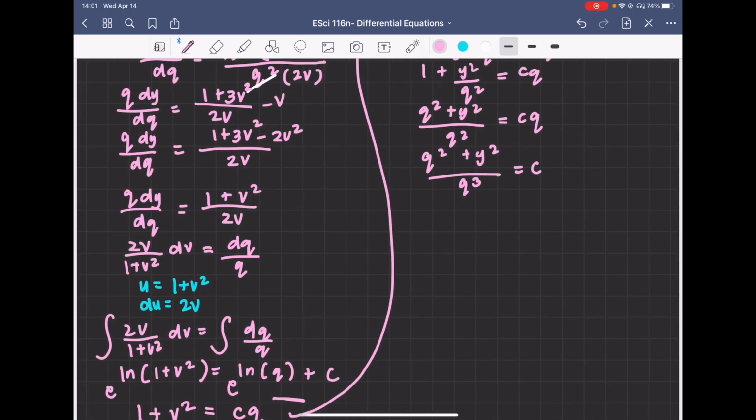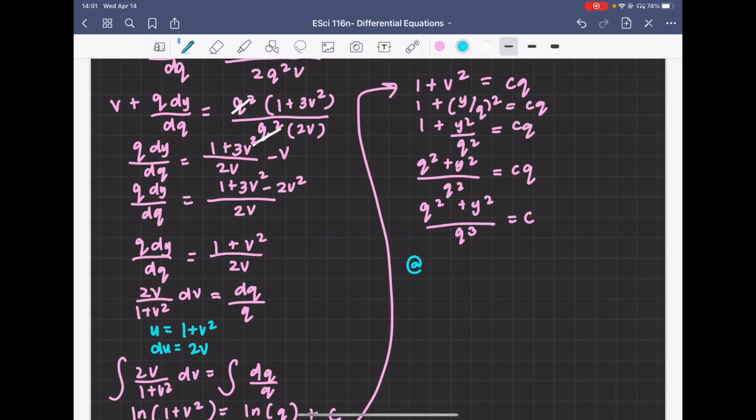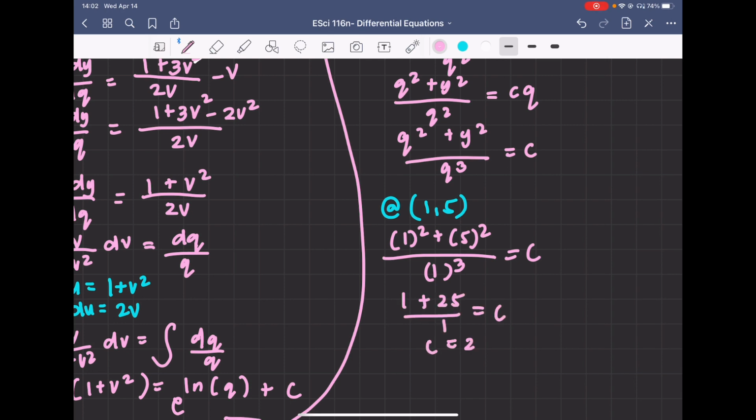And using our parameters before, if our output is 1 unit, the revenue is $5. So that's q equals 1, y equals 5. Plugging those values in, that's 1 squared plus 5 squared all over 1 cubed equals c. That's 1 plus 25 over 1 equals c, so our c equals 26.